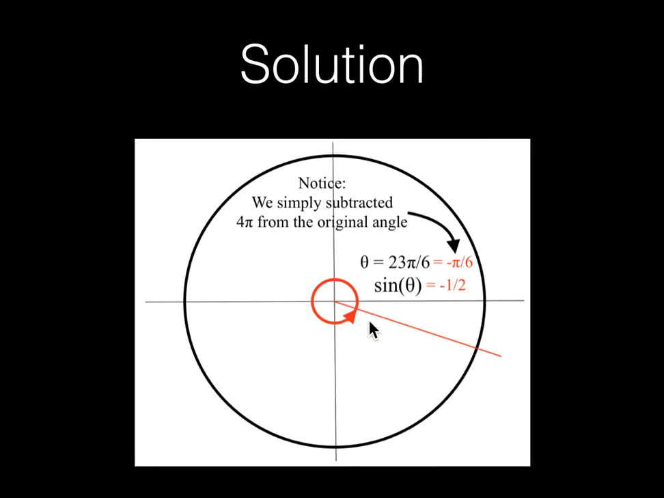So here's the solution. The reference angle here is going to be negative pi over 6. You can also calculate that by subtracting 4 pi from the original angle. And since the angle is in quadrant 4, sine is negative in quadrant 4. By All Students Take Calculus, you know it's going to be negative. So here, sine of theta is negative 1/2, which is the negative of sine of pi over 6.